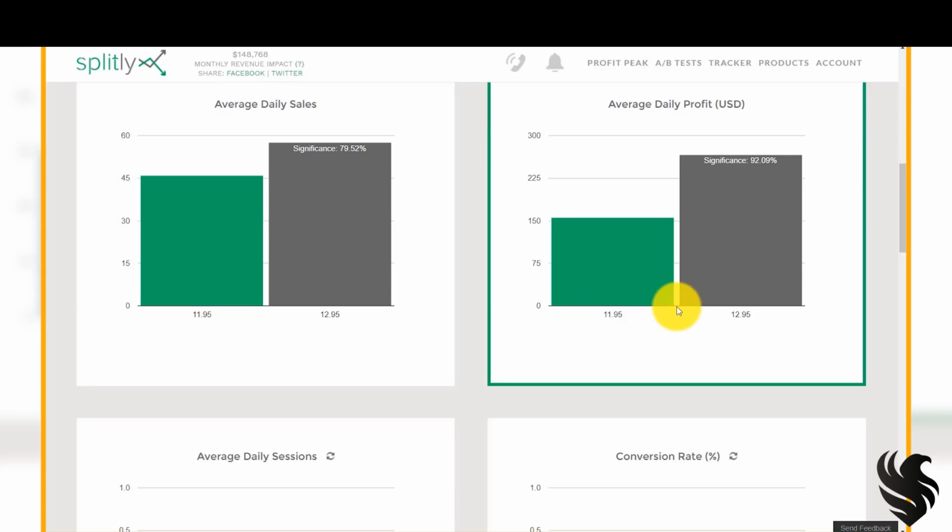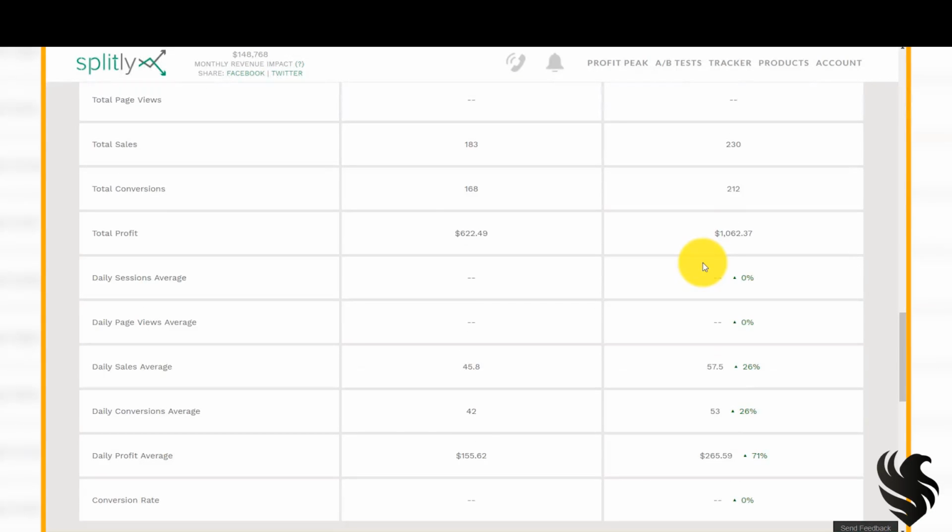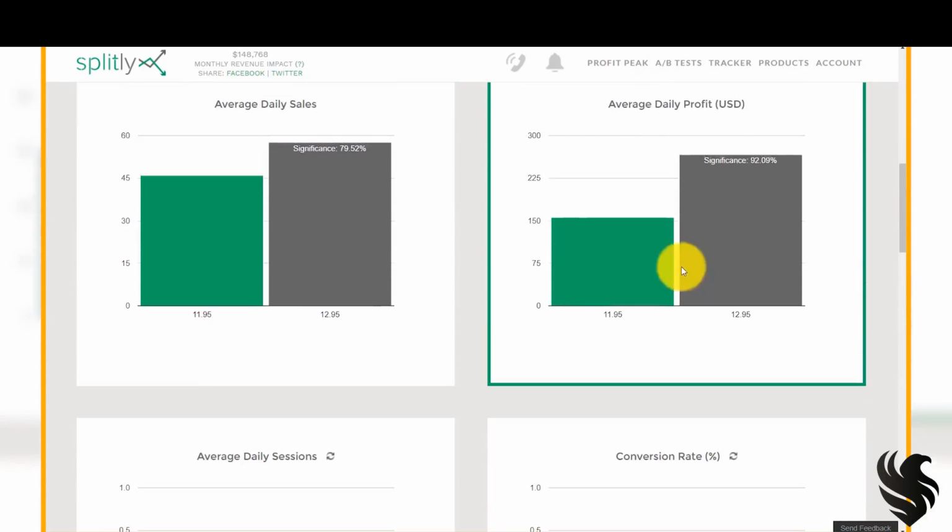So I set up the split test, and what do you know? I made over $100 more per day. And over about an 8-day time frame, I made about $400. So that's one example, testing price. Let's look at another one.